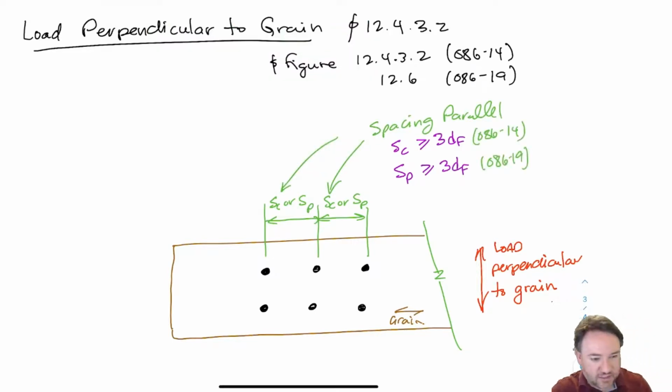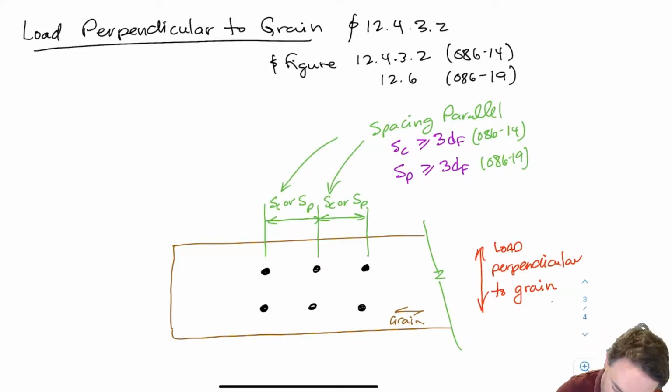Another nice thing that they did in the new standard is that they actually put all these requirements in a table. Before, you had to kind of read them in paragraphs to figure out what they were. So now it's a lot more clear. So spacing parallel here now is only 3df, where it was 4df before, and that's because the load is not going parallel to grain anymore. So that spacing distance becomes less important.